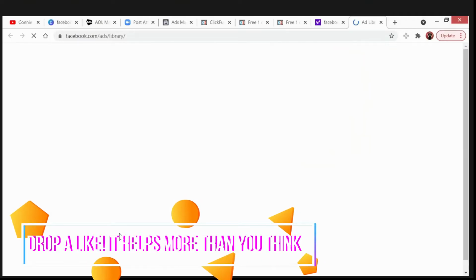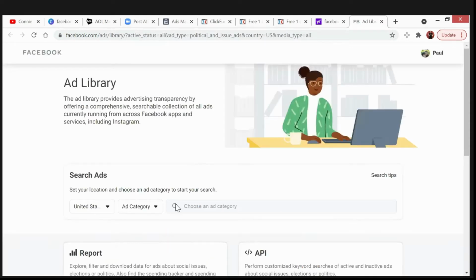You know about the Facebook Ad Library? No. Oh, you're in for a treat. It lets you see what other people are running. Oh, okay. I didn't know that.